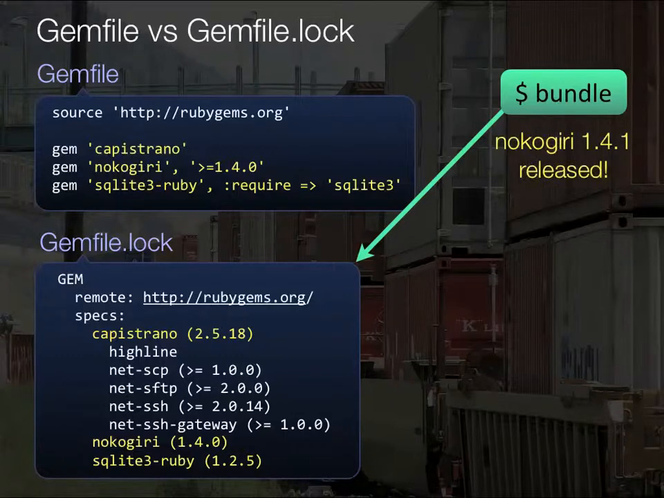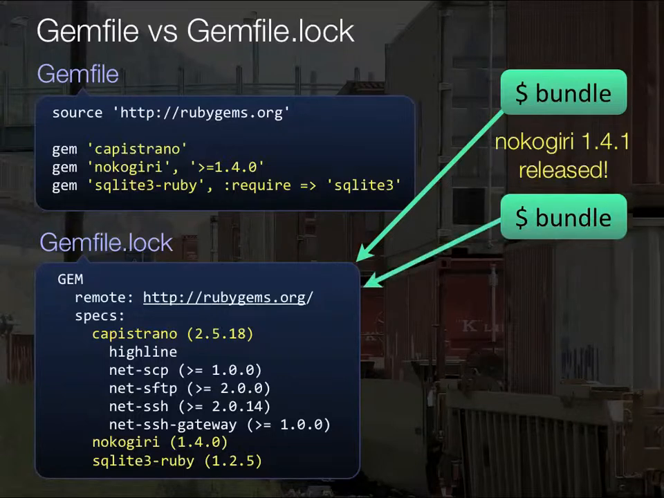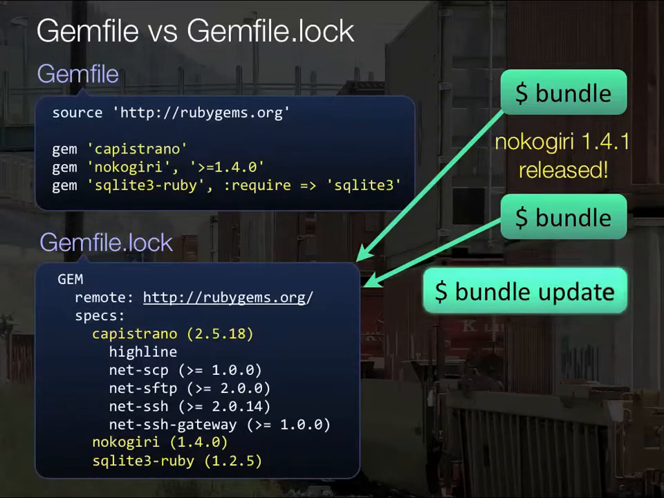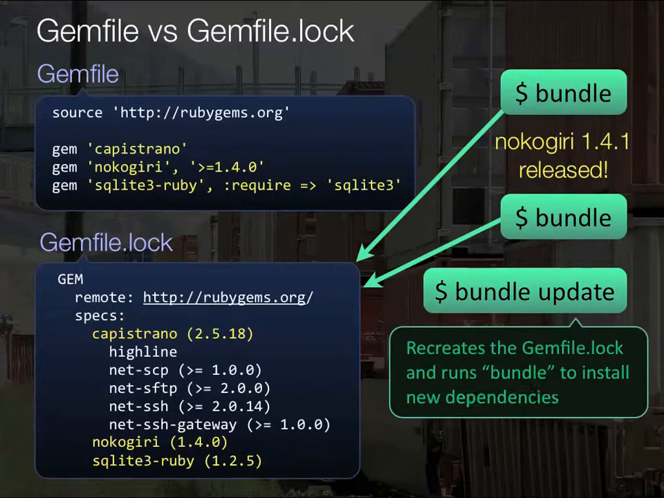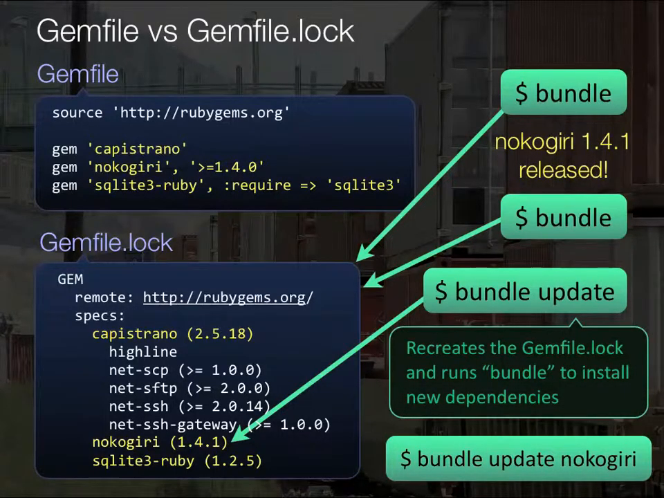What if a new version of Nokogiri gets released, 1.4.1, and I'm currently running 1.4.0? Well, if I run bundle again, it's not going to install it because it's simply going to be looking at the gemfile.lock. This is what it's supposed to do. If I want to have it update the version of Nokogiri, I can run bundle update. This is going to recreate the gemfile.lock and run bundle to install new dependencies, and Nokogiri 1.4.1 will be entered into my gemfile.lock. I can also run bundle update Nokogiri, which will update only that dependency in my gemfile.lock.